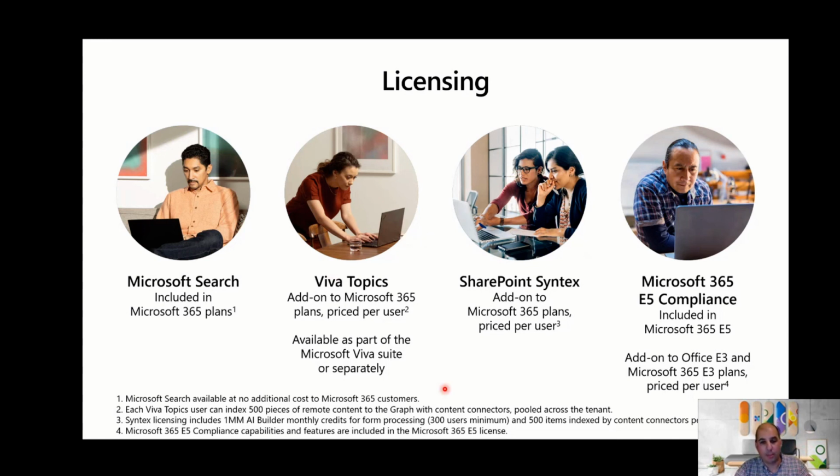With SharePoint Syntex, you see at the bottom, you do get a certain amount of capacity and credits. For AI Builder, which is what we're using for the forms processing model, you do get 1 million AI Builder monthly credits for form processing. Again, a lot of it's based off the number of users that you have, so there's a minimum of 300 users to get that. And then there's additional pooled storage that you get for Microsoft Search for crawling external content outside of Microsoft 365, whether it's ServiceNow or Salesforce or MediaWiki, Confluence or whatever. You do get some additional pooled storage for that as well.